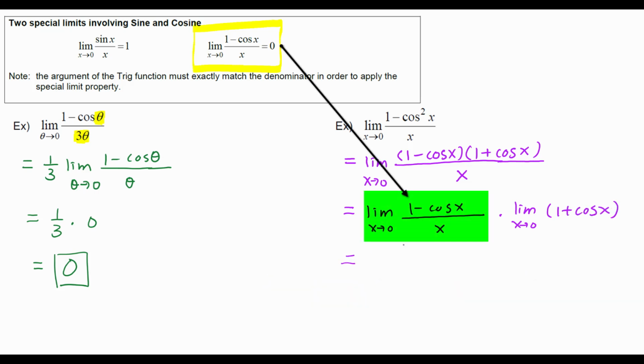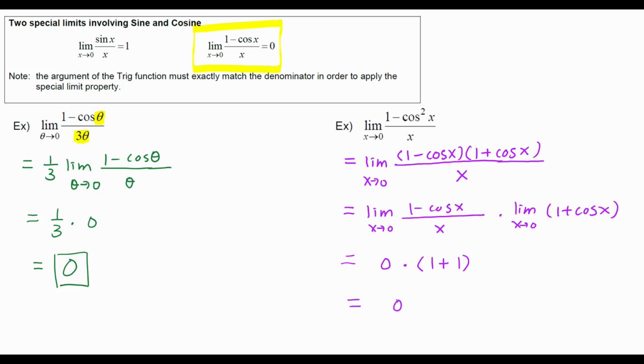And the first part of the limit is the special limit, and you know this is 0. For the second part, we can do the direct substitution, so we get 1 plus cosine of 0, and cosine of 0 is 1, so it is 2. The product is 0 as well.